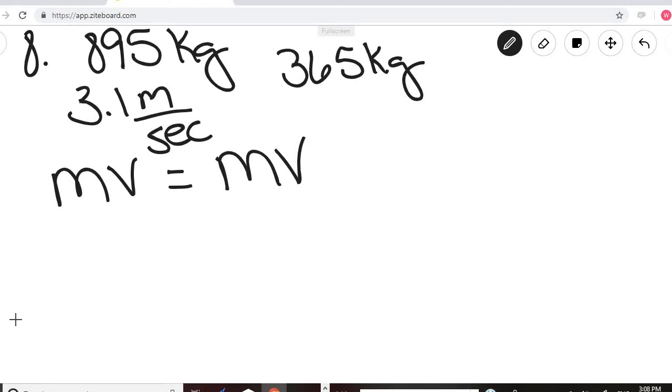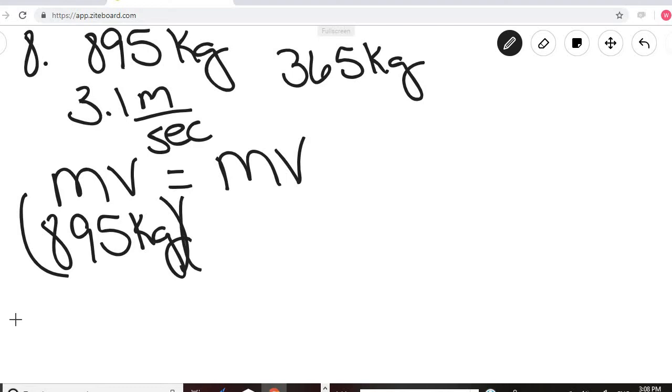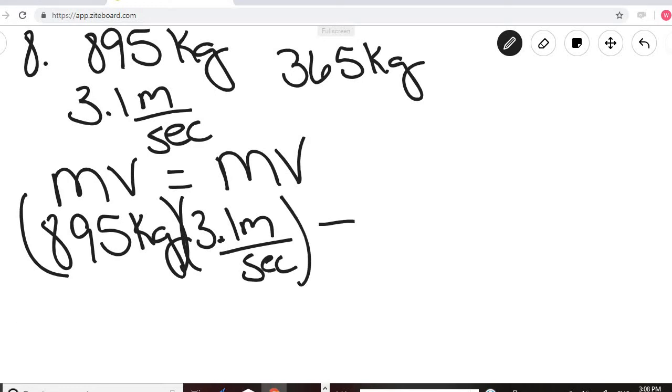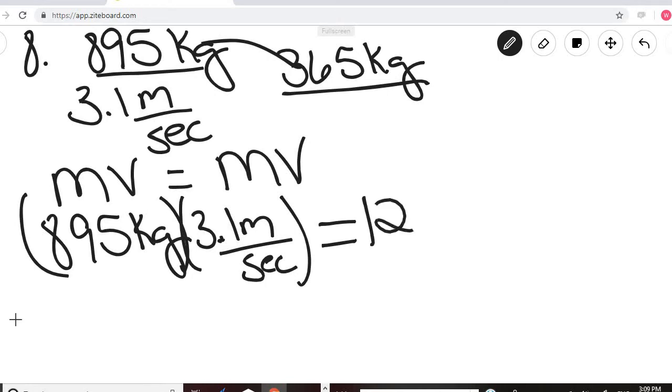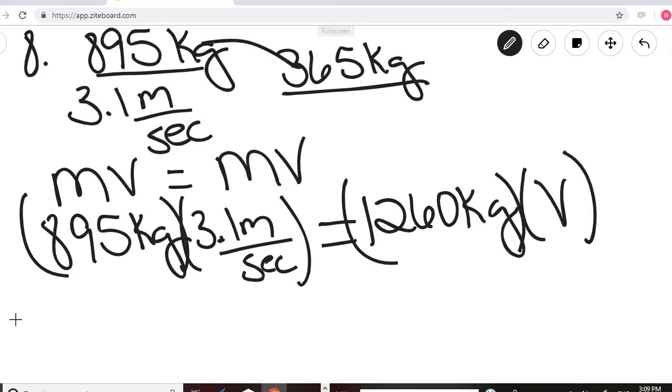So this is the before, when you just have the truck times its velocity. And then you're going to have the mass of the truck plus the mass of the junk that was put into it. So their combined mass is 1,260 kilograms times the new velocity. Okay, so we're going to solve for v by dividing both sides by 1,260 kilograms.